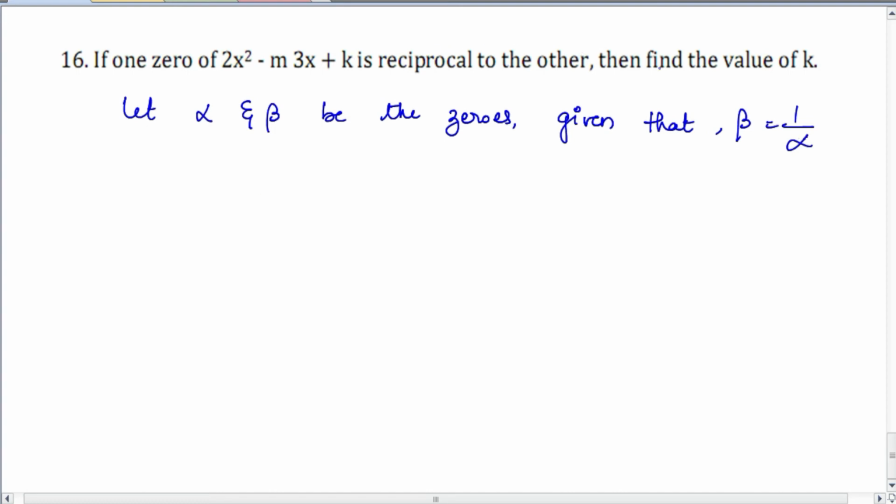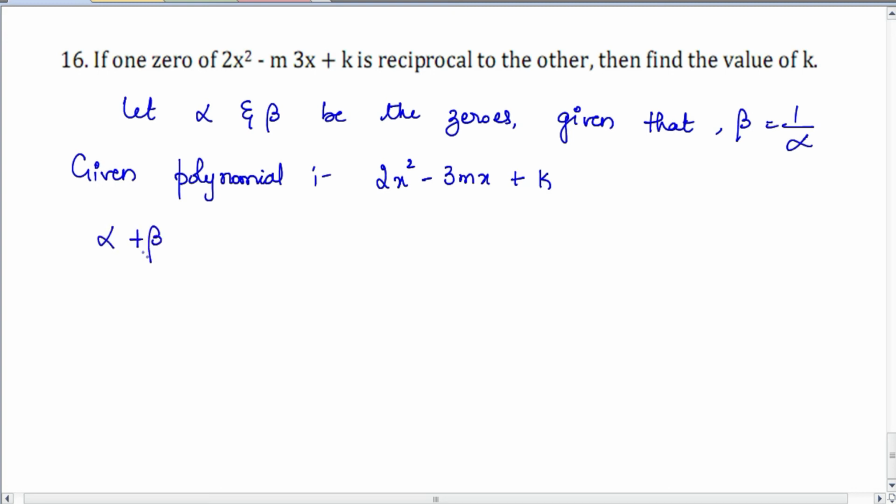And then you're supposed to find the value of k. So next we will just use the sum and product rule and we will find out. So what is the given polynomial? You're supposed to write the given polynomial first. The given polynomial is 2x square minus 3mx plus k. Okay. Now we are supposed to find the value of k, right? So alpha plus beta, which is the sum.